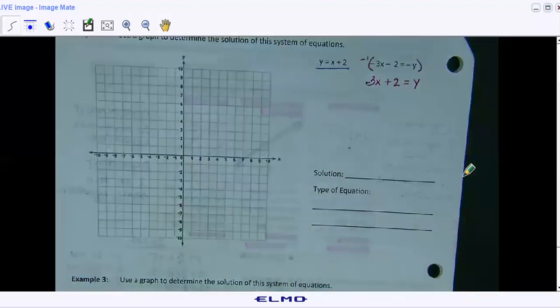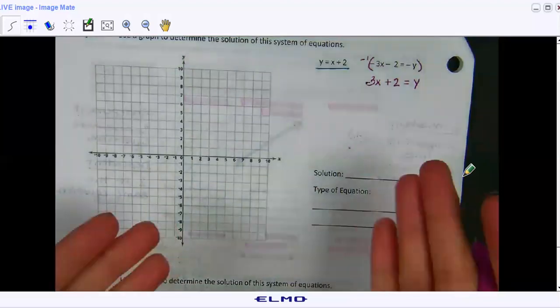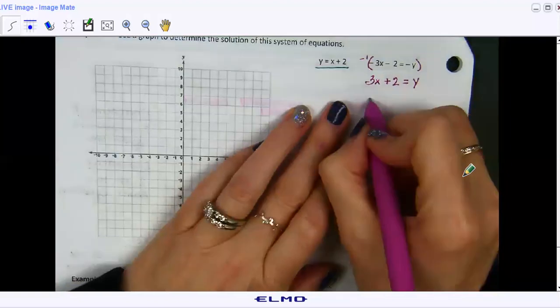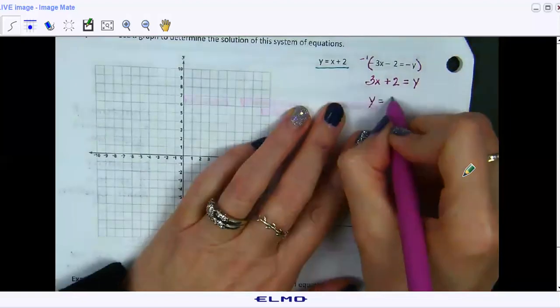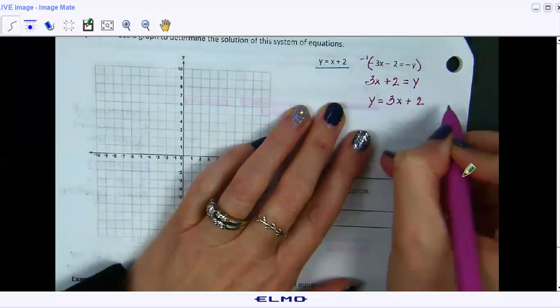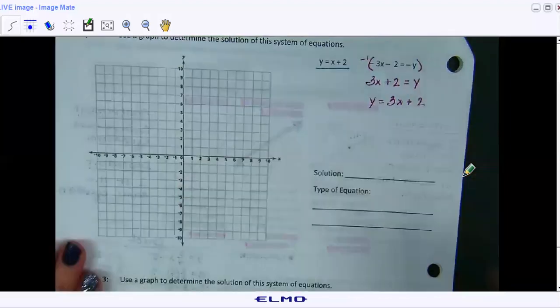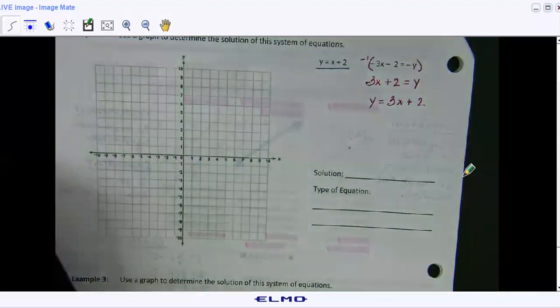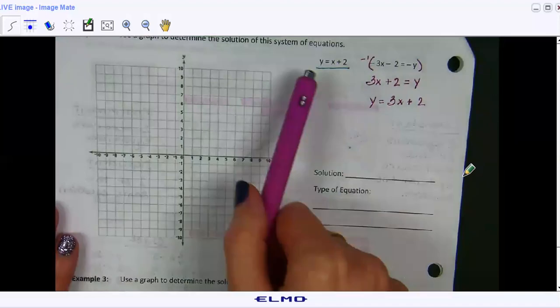Now, the problem with it written like this is that sometimes it confuses people. But once you get your y positive, all you have to do is flip it if it makes it easier for you to read. Y equals 3x plus 2. And so then you just graph that one. You start at 2 on this one, and on this one you're going to start at 2 also.